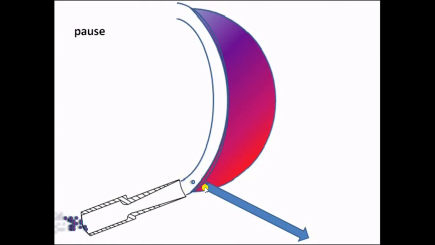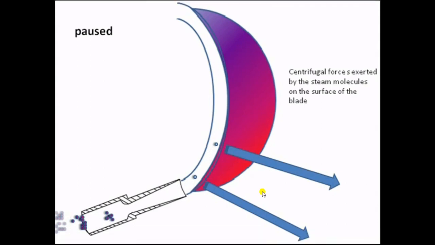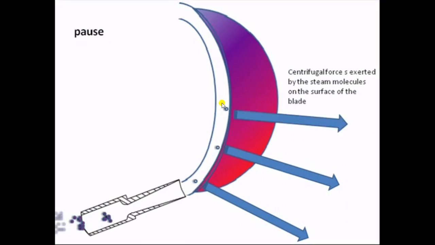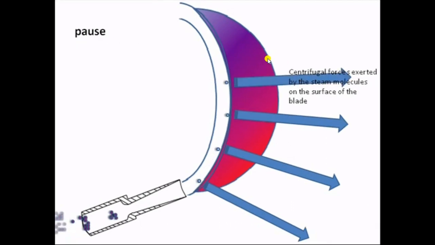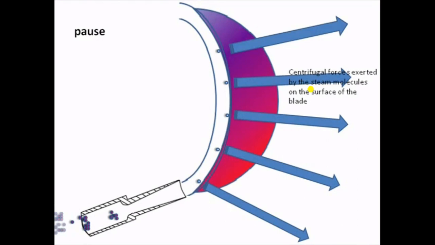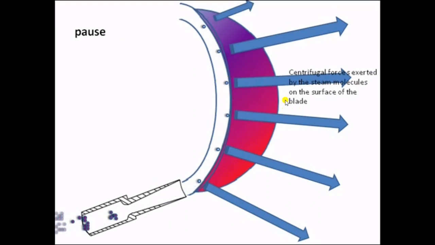When the fluid particle position is in this, the force is exerted in this particular direction. When the fluid particle position is at this point, force is exerted in this direction, and so on. So you can see centrifugal forces are exerted by the fluid particles on the surface of the blade. All these forces are resolved in two directions, horizontal as well as vertical.